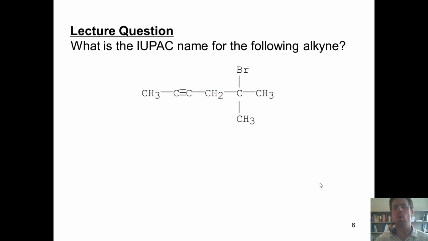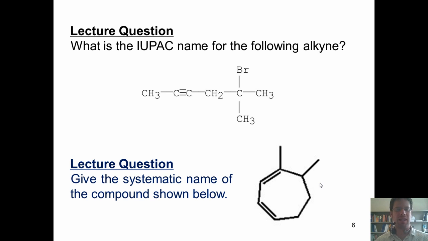Which leads us to some wonderful lecture questions. What is the IUPAC name for the following alkyne? And give the systematic name of the compound shown here. Now, the alkynyl question I'm going to let you do on your own, because I think that you have the ability to do it. I do want to focus on this one, because you'll notice this is not an alkyne. However, our chapter does mention it briefly.